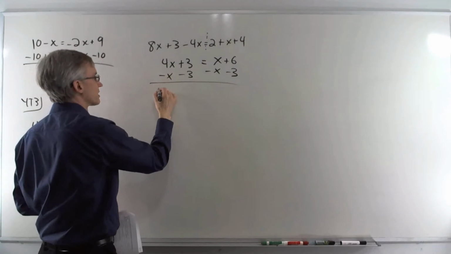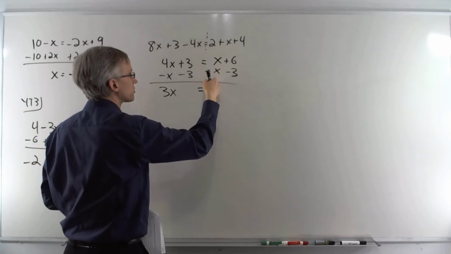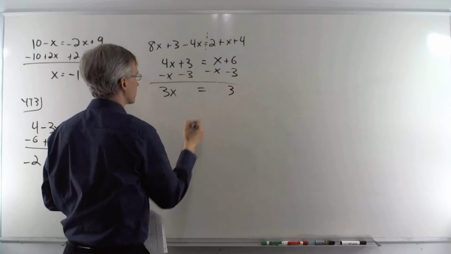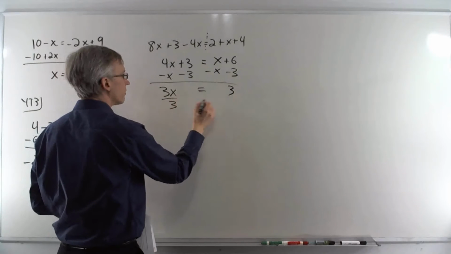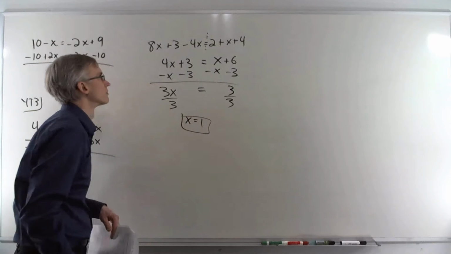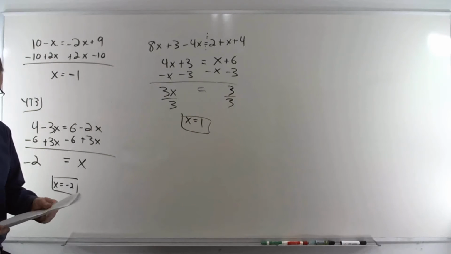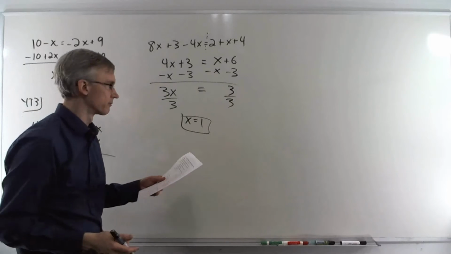So 4x minus x is 3x. Bring down the equal sign straight down. Those go away. 6 minus 3 is 3. So we get 3x equals 3, divide by 3 on both sides, and x equals 1. Your turns, number 4 and 5.